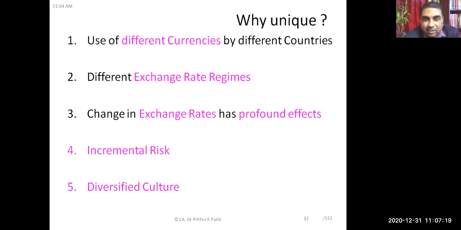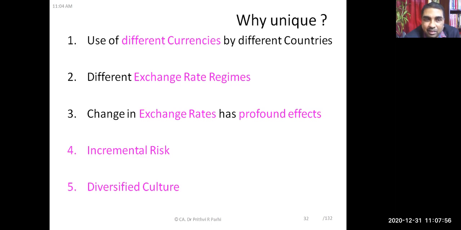Now, this particular subject, international business or connected subjects like international trade, is a unique subject. Why unique? These are the reasons for its uniqueness. First of all, in this type of business, different currencies are used. Different countries are dealt with, and different currencies are used. So the first uniqueness is different currencies and different countries.